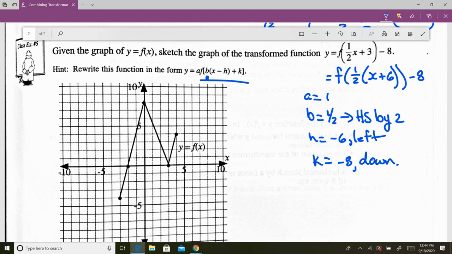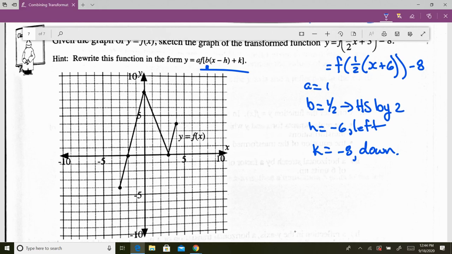So now we just have to sketch the graph. What's the order? What do you do first? Do your stretches. You do your A's and your B's. A, it's 1, so it doesn't do anything. So B, horizontal stretch by 2. Multiply all the x values by 2. So we're at negative 3 for this one. Times 2 goes to negative 6. 2 goes to negative 4. The same. 3 goes to 6. 4 goes to 8.